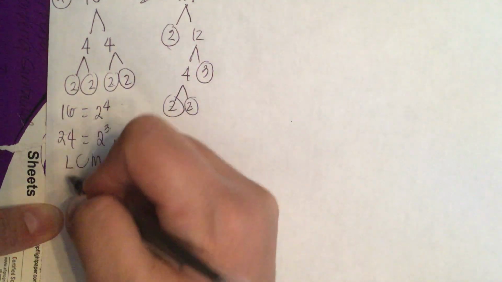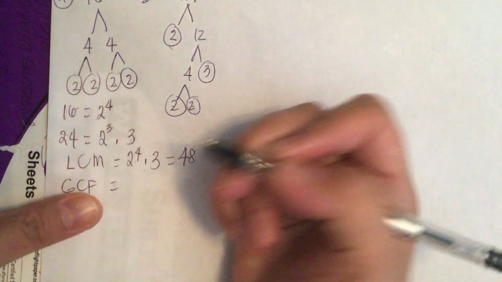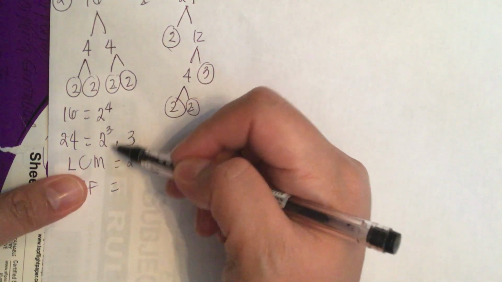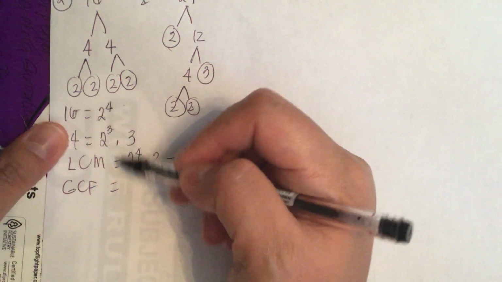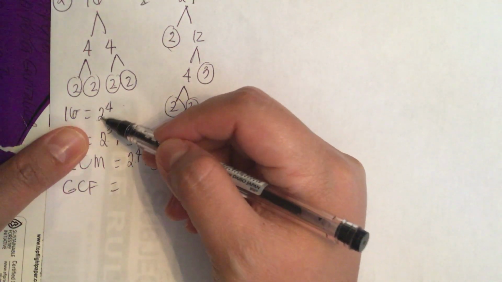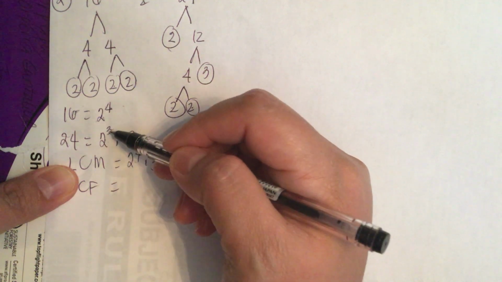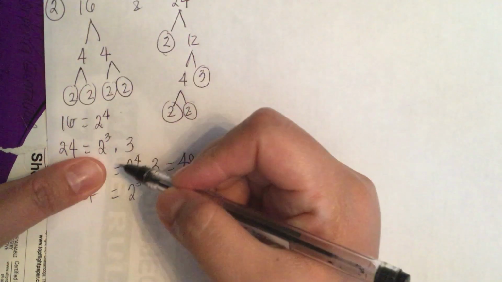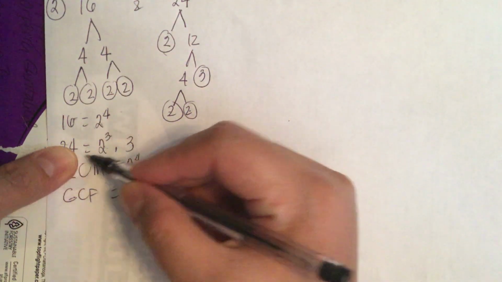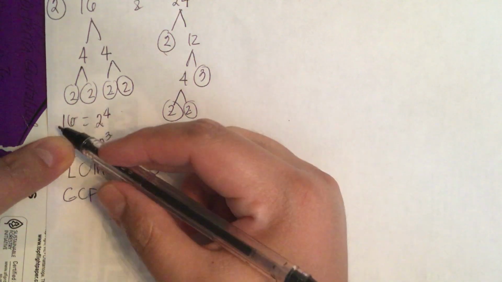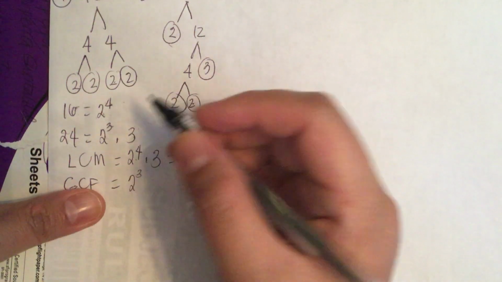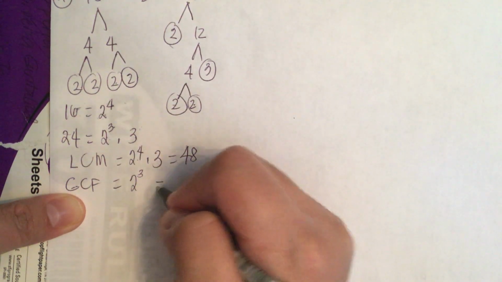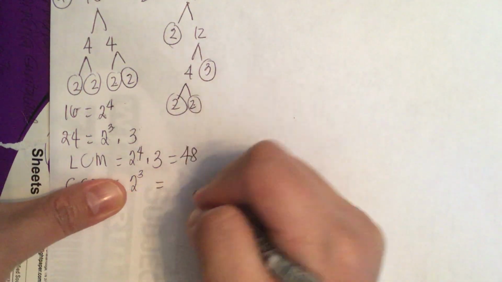So that's the LCM. For the GCF, we take the smallest occurrence in both numbers. In 16 we have 2 to the 4th, and in 24 we have 2 to the 3rd, so we take the 2 to the 3rd. In 24, 3 occurs 1 time, and 16 has no 3, so we take no 3. So just 2 to the 3rd, which is 8.